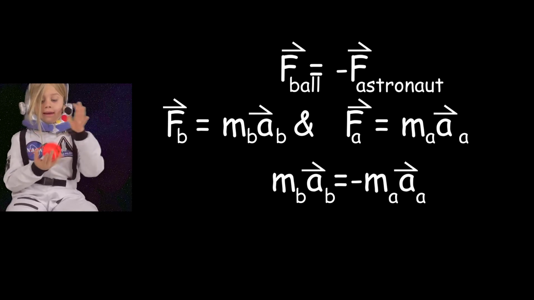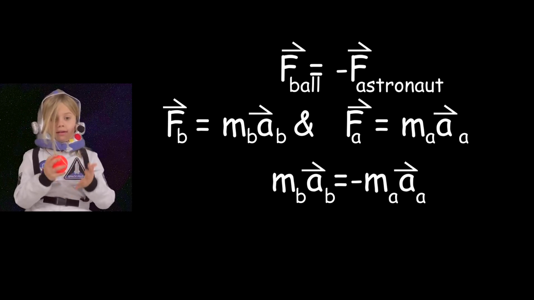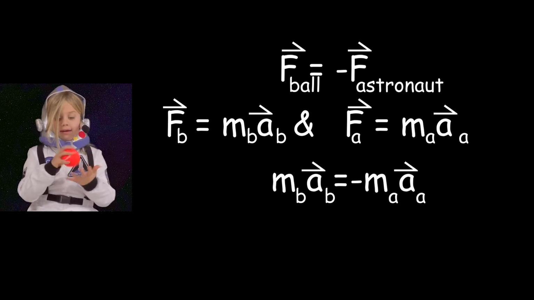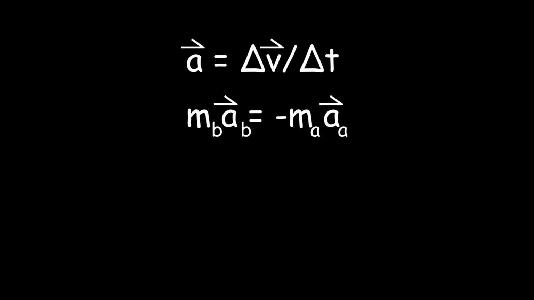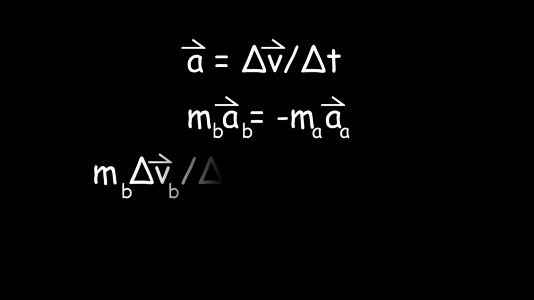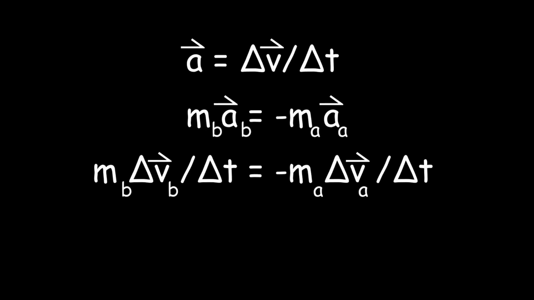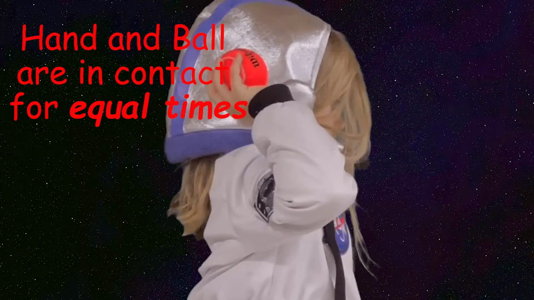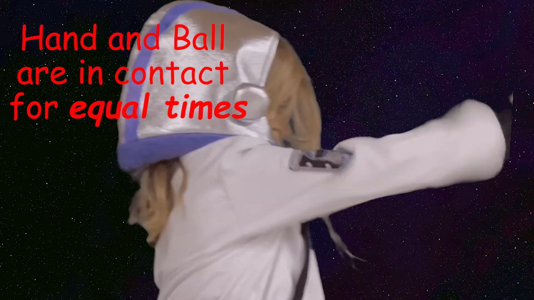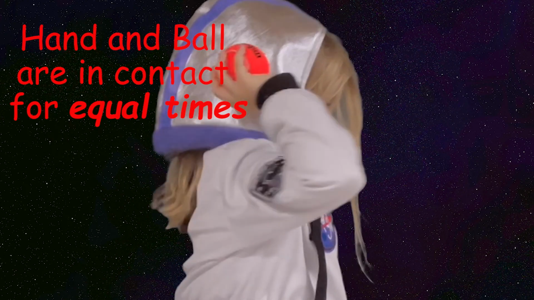One thing you might care about is how fast you move afterwards. To figure that out, we need to relate one of these quantities to velocity. Recalling that acceleration is the change of velocity over time, we can substitute this in to get the mass of the ball times the change of velocity of the ball divided by the change of time is equal to the opposite of the mass of the astronaut multiplied by the change of velocity of the astronaut divided by the change of time. The time for both accelerations is the same because the objects are in contact with each other for the same amount of time.